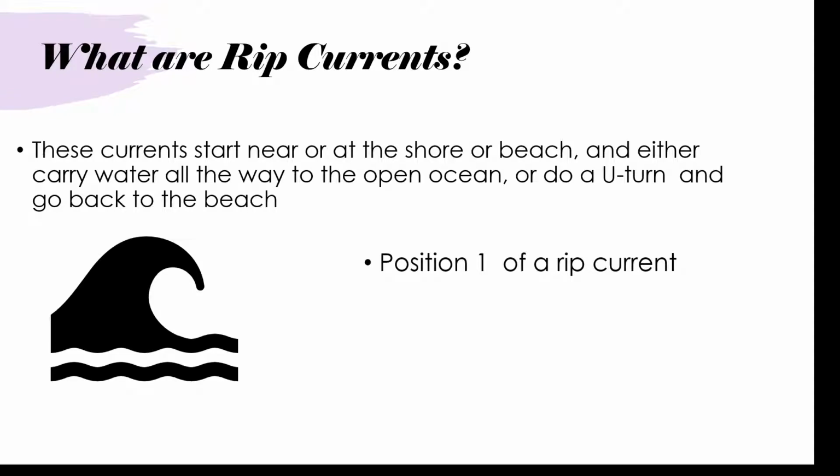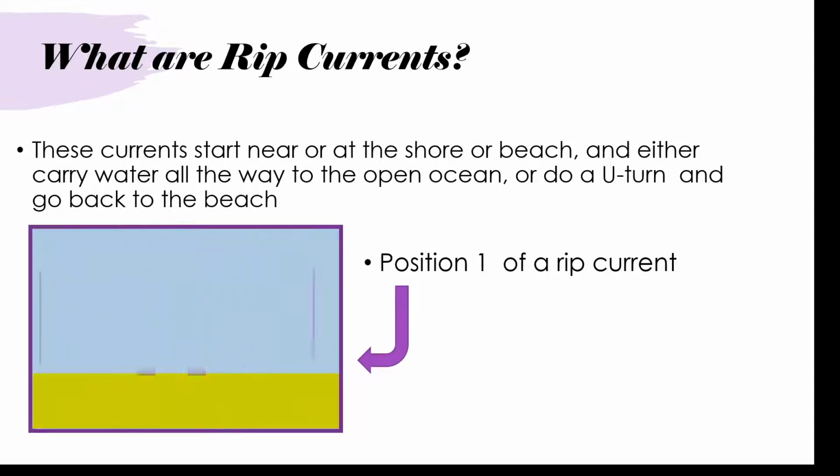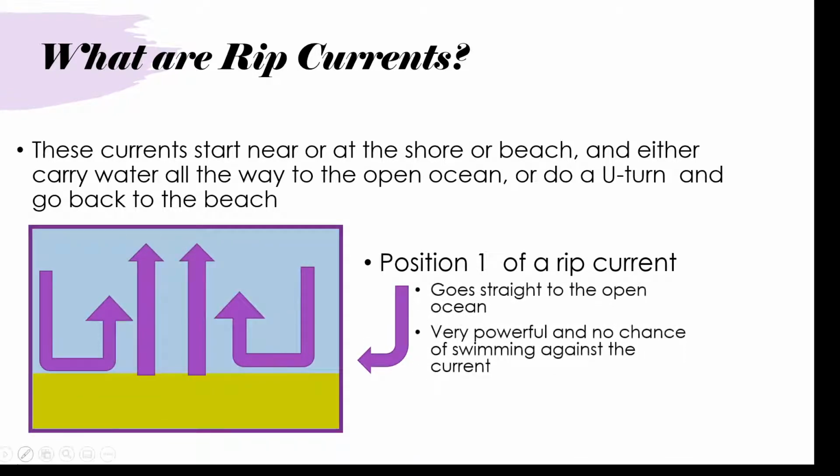This is position 1 of a rip current. So here's the beach, and here's the water. The water is pushing the water over here back out to the ocean. So these are the waves and the excess water go over here. It slides down and it goes into the rip current. And this one goes straight to the ocean. And it's very powerful and there's almost no chance of you swimming against the current.